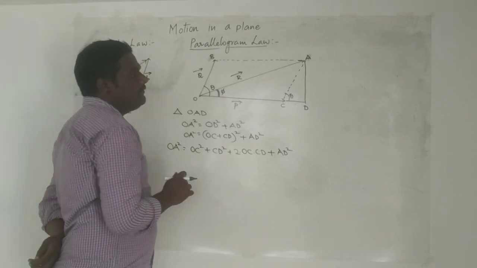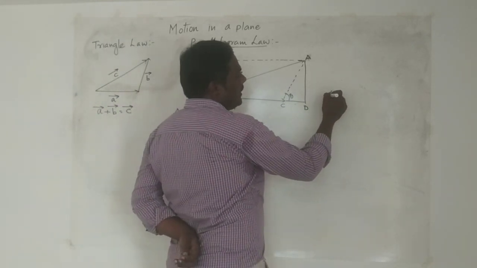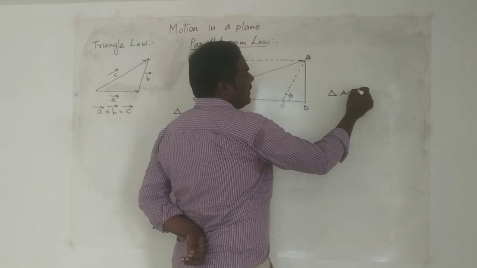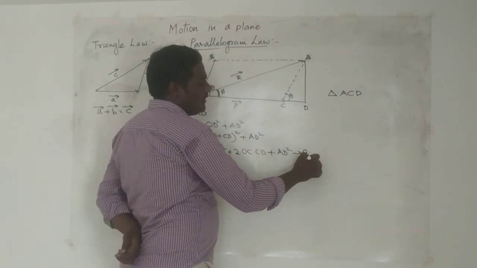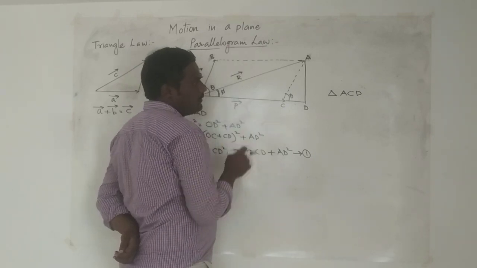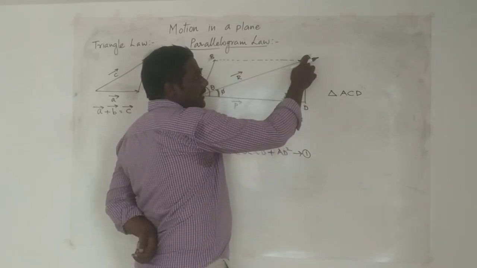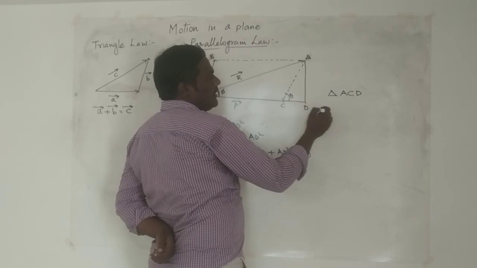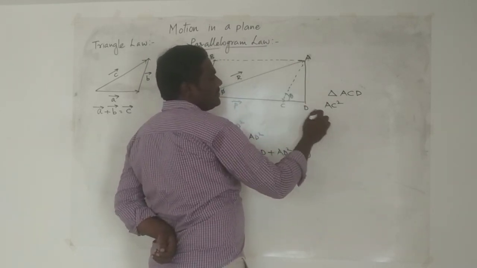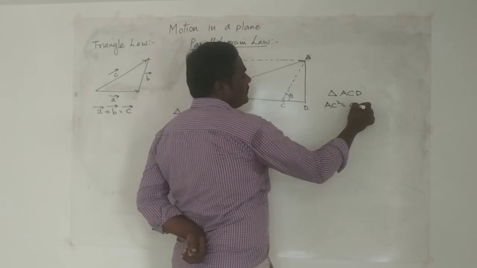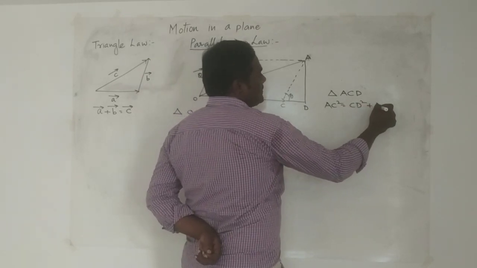Now for convenience I will take one more triangle here, triangle ACD. Assume this is equation number 1. Now here again using Pythagoras theorem you can take it as AC square, which is the hypotenuse square, that is equal to CD square plus AD square.